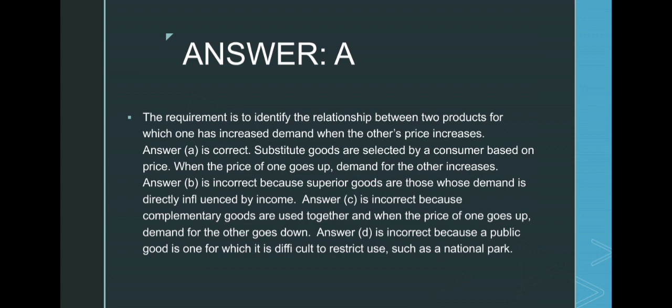Letter B is incorrect because superior goods are those whose demand is directly influenced by income. Answer letter C is also incorrect because complementary goods are used together, and when the price of one goes up, demand for the other goes down. Answer letter D is also incorrect because a public good is one for which it is difficult to restrict use, such as a national park.